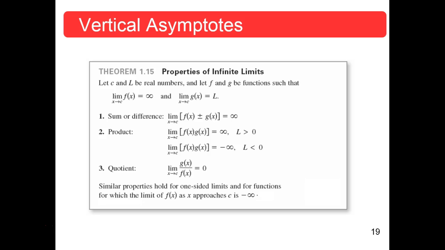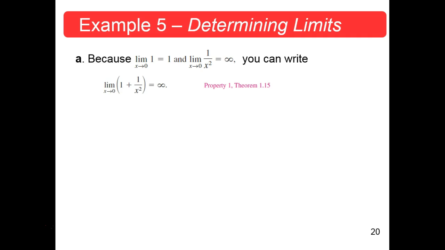Now it says similar properties hold for one-sided limits and for functions for which the limit of f of x as x approaches c is negative infinity. You just have to play with your signs. And frankly, to me, if it's going to infinity, that limit doesn't exist. So why even mess with this? I don't know, but they like to say it. So let's do this one.